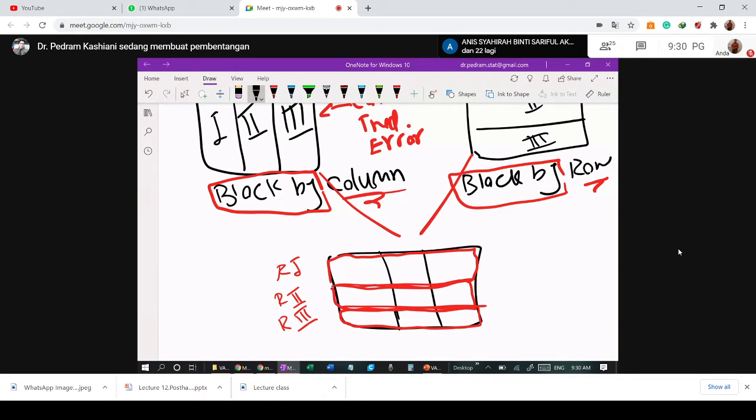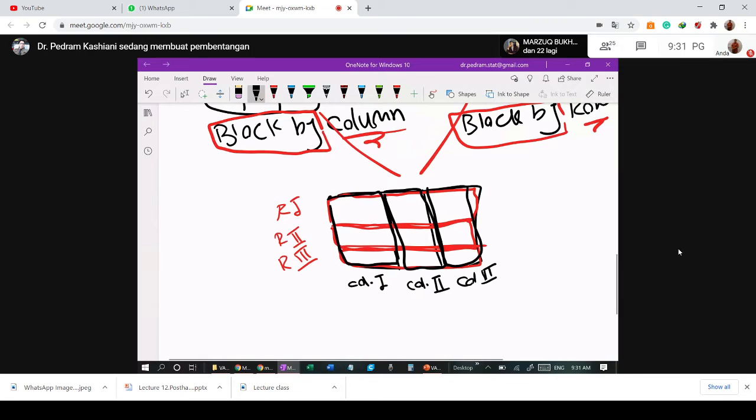In this direction, we call it blocking by column. This is my column 1, column 2, and column 3. But for having this situation possible, imagine that the variation is still the same. Here is one variation, fertility, and this is another variation, for example, humidity.